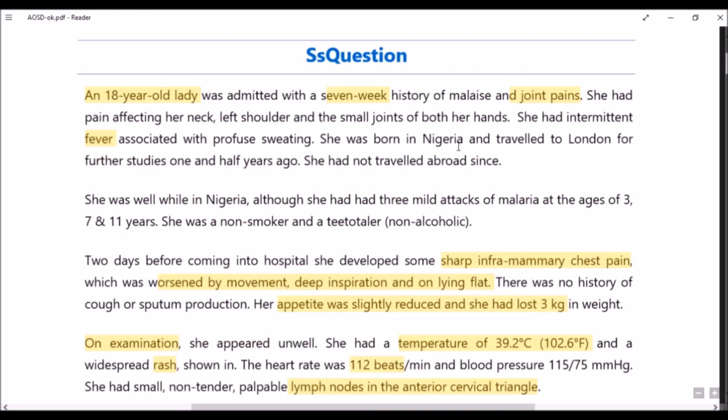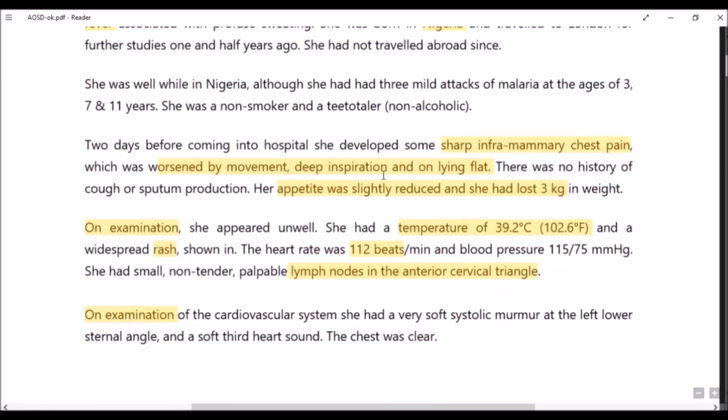She was born in Nigeria, traveled to London for further studies 1.5 years back. All right, born in Nigeria. So Nigeria, what disease? SLE. Traveled to London for further studies. She had not traveled abroad since. You will be confused, all right? The confusions will be more and more. Let's see. Feel it. She was well while in Nigeria, although she had 3 mild attacks of malaria. You will focus here. All right, malaria is a possibility, maybe. She was a non-smoker and teetotaler, okay.